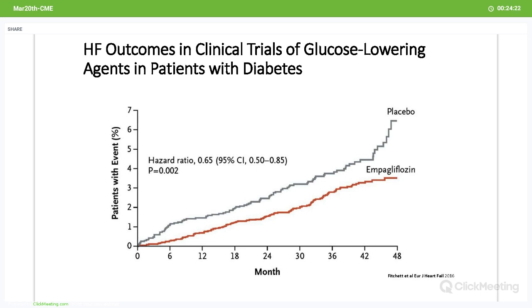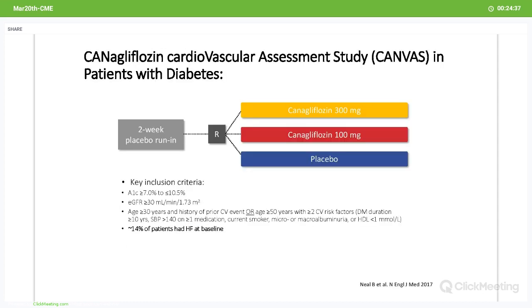Basically, these drugs cause a bit of a diuretic effect because they inhibit renal proximal tubule absorption of a little bit of sodium and a lot of glucose. And so you get a relative hypovolemic state or volume contracted state potentially.